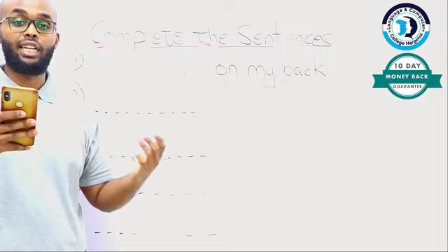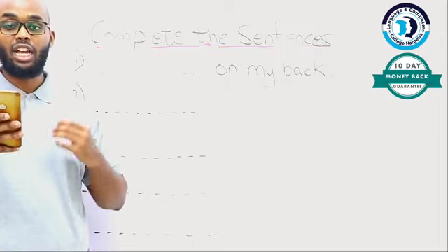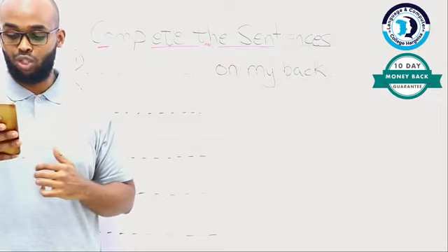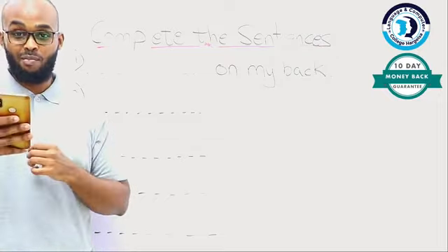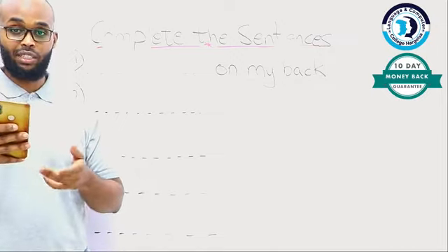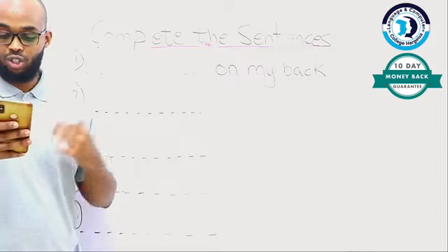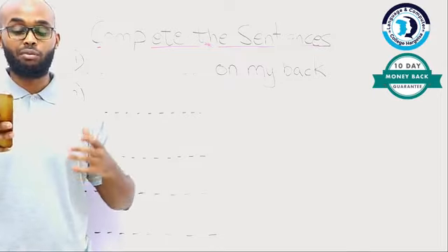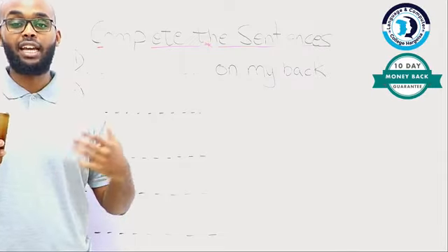For example, I'm holding the baby on my back. I'm holding the baby on my back. Okay? So try to complete the sentence. Try. So remember, it's very simple. It's very easy. It's not complicated.